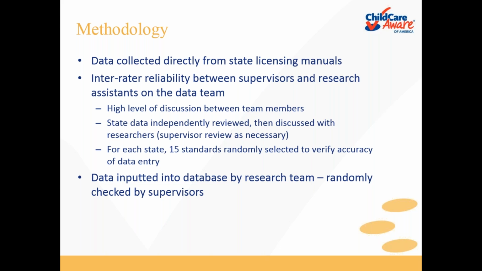State-level data was independently reviewed by team members and then discussed with researchers. Supervisors were pulled in to review as necessary. Items that were reviewed with less than 80% agreement were immediately flagged and discussed as a team until they could come to some kind of consensus. And RAs maintained a level of 80% accuracy in order to remain on the data collection team. So throughout, there were continuous checks on the data, and checks on the folks pulling the data, to ensure a high level of reliability.